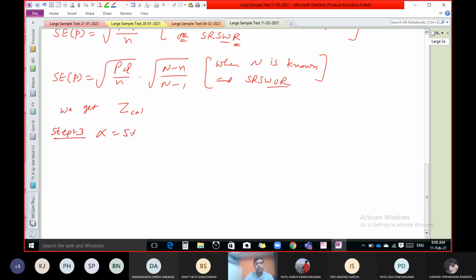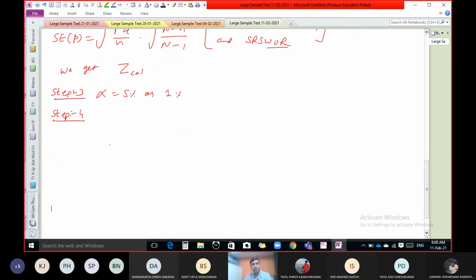Step 3, obviously level of significance, we have to take either 5% or 1%, depends. If nothing is given, you can take any one of these two. Normally we will take 5%. Step 4, that is the critical value. In that we have to find out the value of Z from the table. So it is denoted by Z tab. And step 5, decision. And we know how to take a decision. So these three steps are the same as in the previous test.